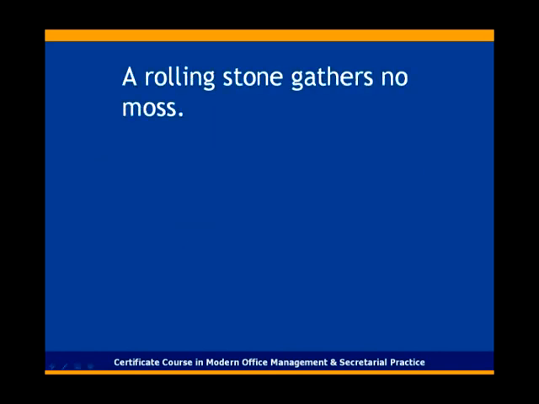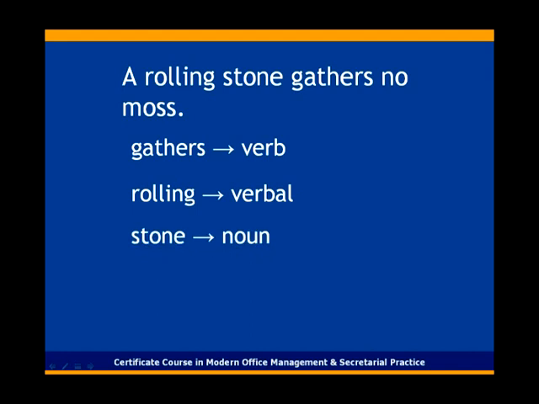Let us read this sentence and identify the verb and the verbal. A rolling stone gathers no moss. In this sentence, gathers is the verb, and rolling is a verbal that states more about the noun. In this sentence, the noun is a stone.